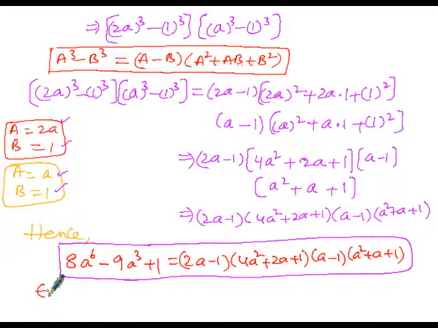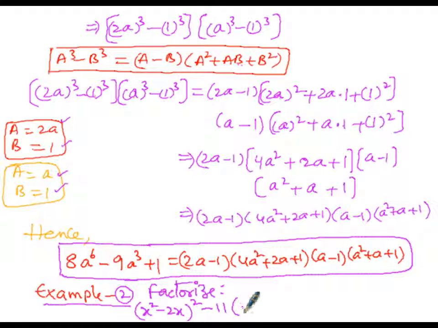Then the next example, that is example number 2. Factorize (x square minus 2x) whole square minus 11 into (x square minus 2x) plus 24. So here we have to factorize (x square minus 2x) whole square minus 11 into (x square minus 2x) plus 24.